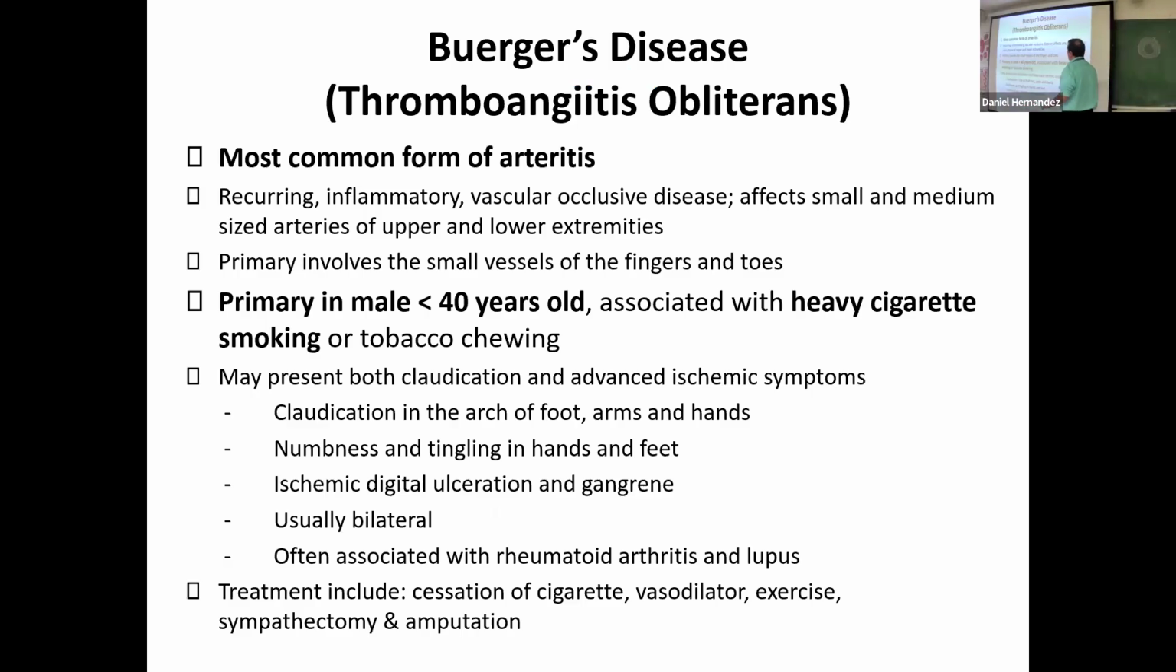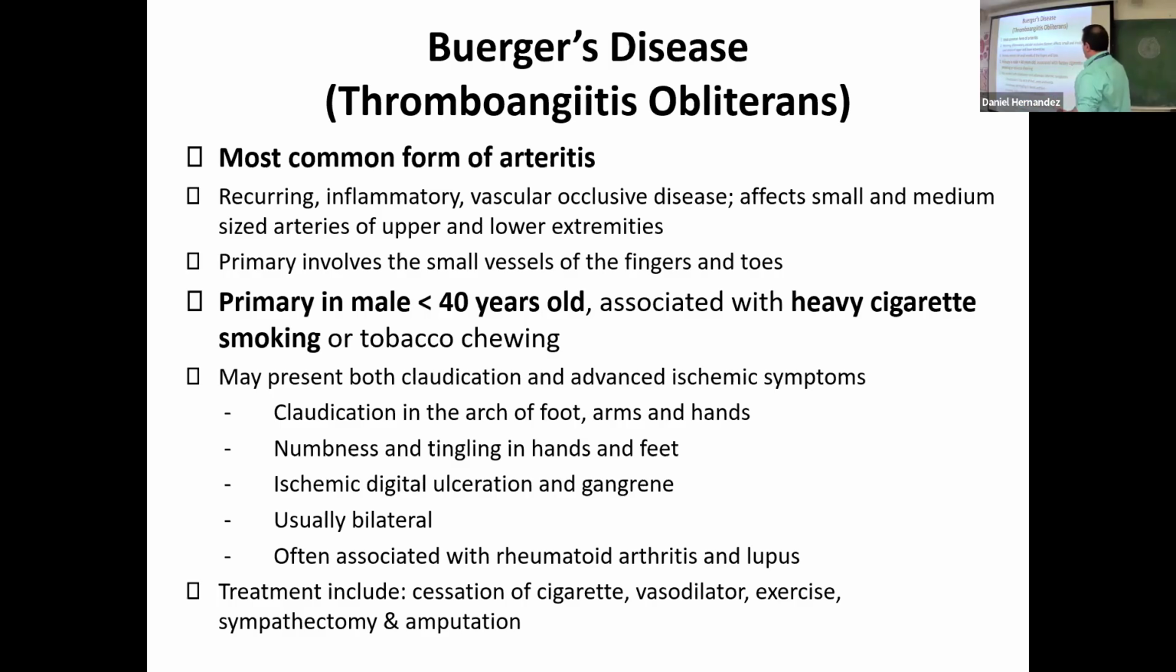So the most common form of arteritis is Buerger's disease. The medical term for Buerger's disease is thromboangiitis obliterans. So there's that term, obliterate. So that vessel is becoming obliterated. So we're losing the lumen of that vessel where blood flow can get through. It's becoming very narrowed and obliterated. And we're getting rid of that inner lumen, that channel.